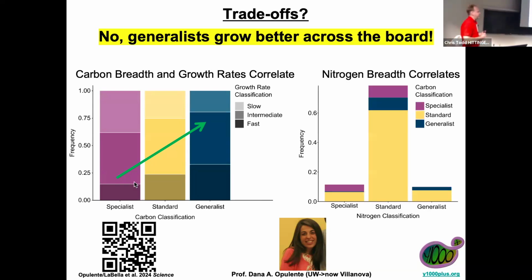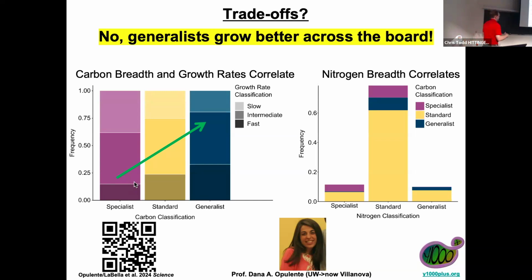Second, you might have thought that there might be a trade-off between nitrogen and carbon metabolism. But instead, we see nitrogen breadth, and we only had 6 nitrogen sources, but there's still enough signal here that it's highly significant, there's no trade-off. If you're a nitrogen specialist, you're more likely to be a carbon specialist, and same thing for generalists.